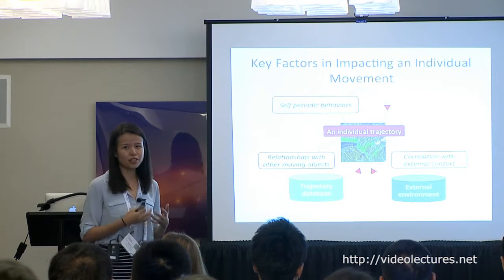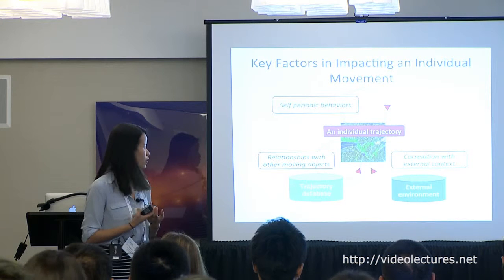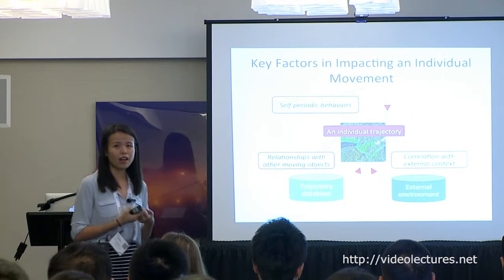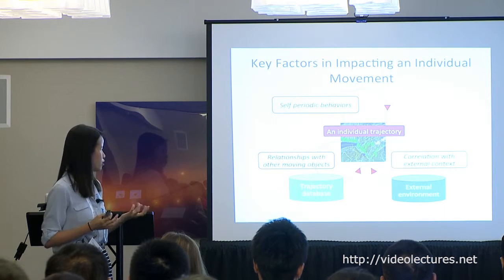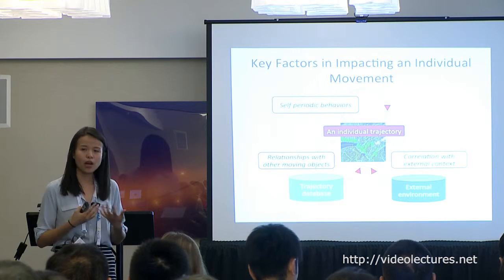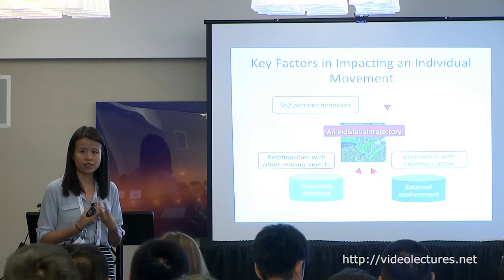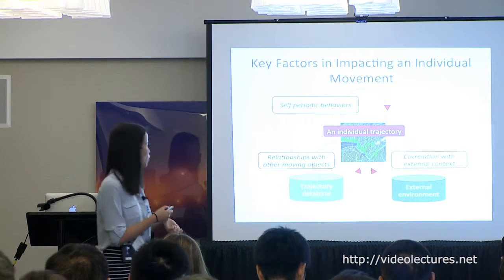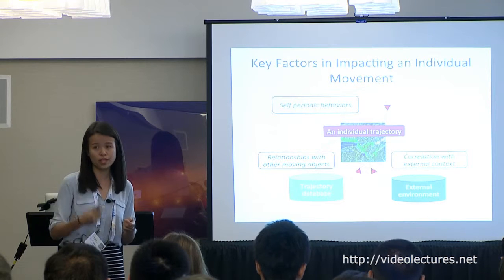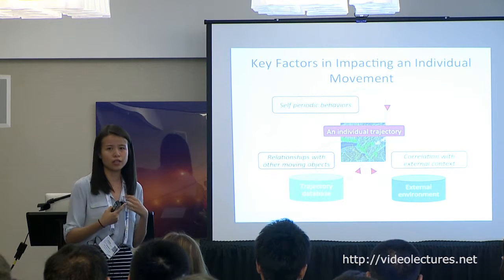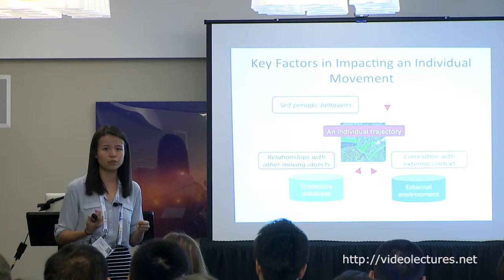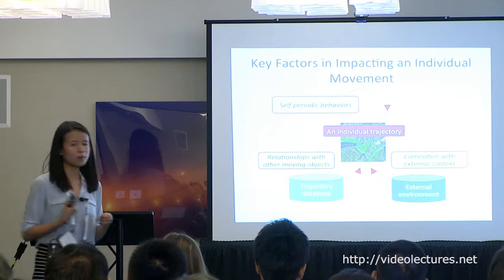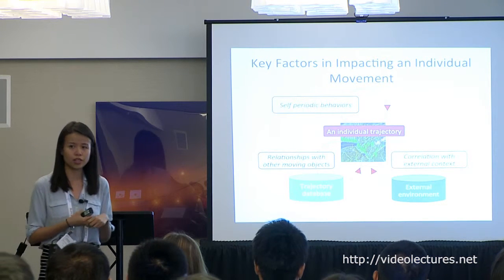After doing this mobility data analysis for quite a few years, I think there are three very key factors that generate an individual trajectory. One of the most important ones definitely is the self-routine behavior, right? You go to work every day, go back home after work. This routine behavior probably dominates 90% of your trajectory.